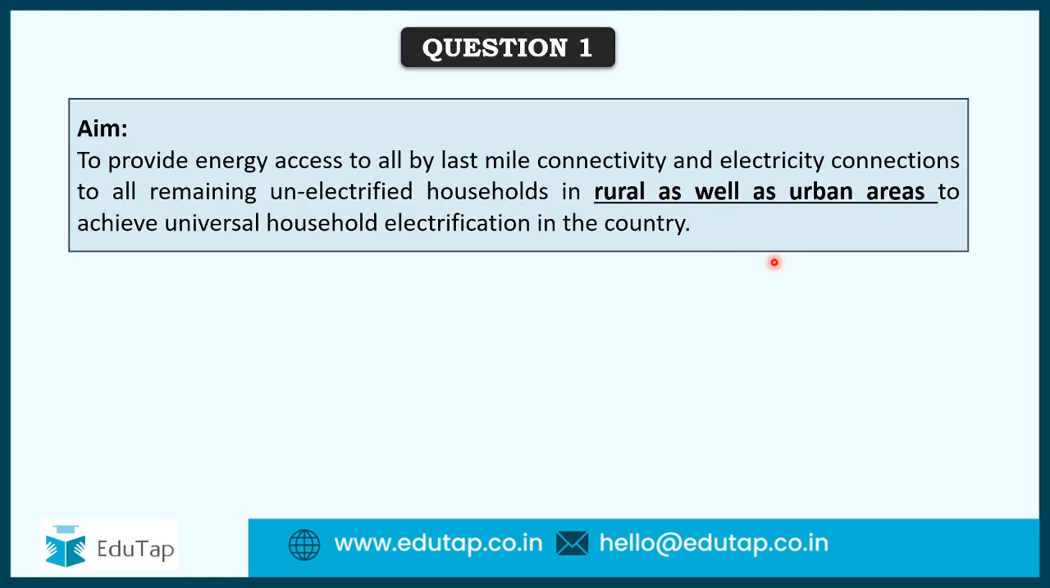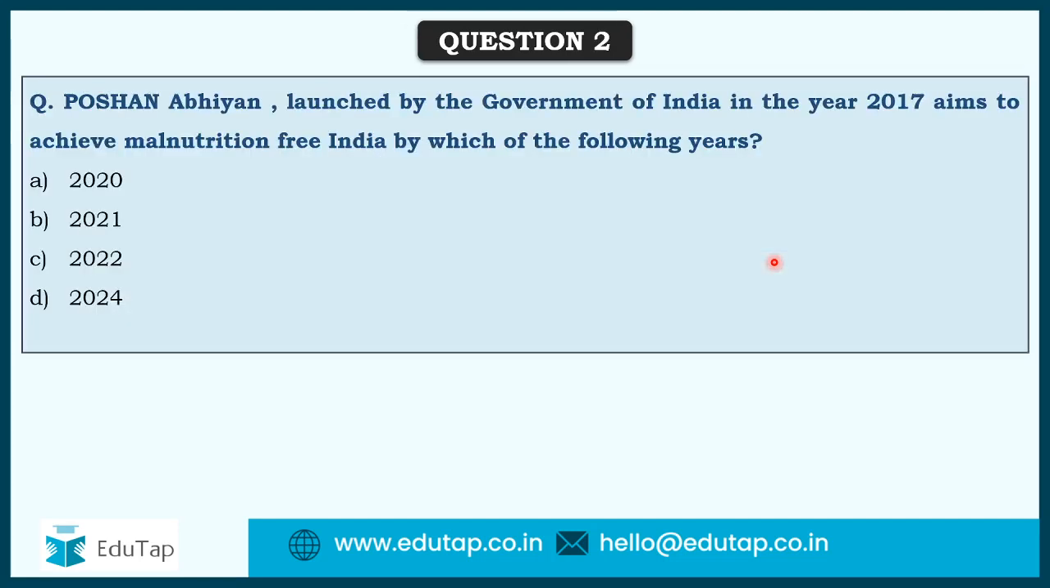Fine. Taking you to the next question. Poshan Abhiyan, launched by the Government of India in year 2017, aims to achieve malnutrition free India by which of the following years? So again, this is a kind of question which can be asked, right? Poshan Abhiyan is in news. We celebrate Poshan Maah in the month of September, right? So you have to tell by which year it aims to achieve malnutrition free India, the target of this Abhiyan. The options are here: 2020, 21, 22, 2024. What do you think is the answer?